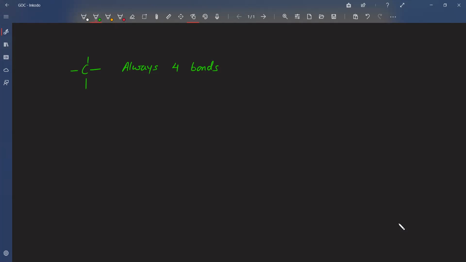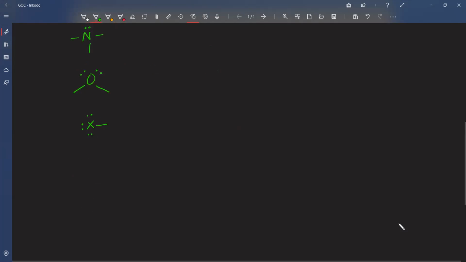Next, you will see nitrogen, and nitrogen will have a lone pair and 3 bond pairs. Oxygen will have 2 lone pairs and 2 bond pairs, and halogens will have 1 bond pair and 3 lone pairs and a bonded electron. So these are the elements.